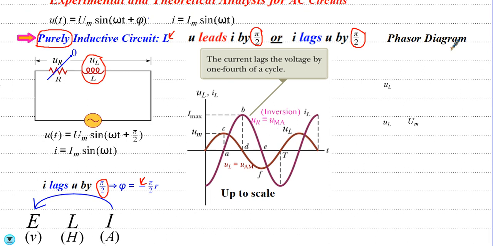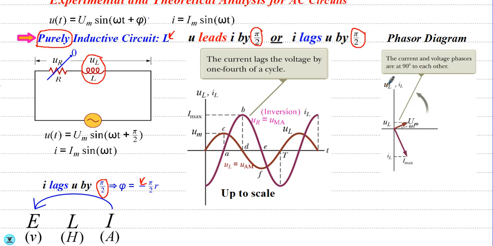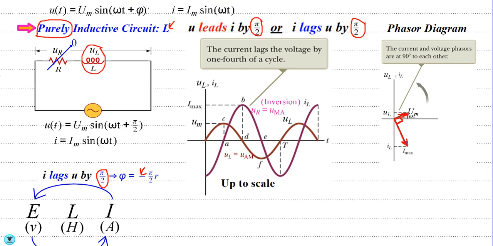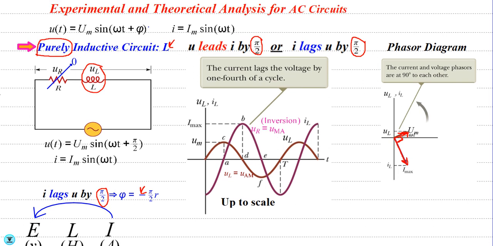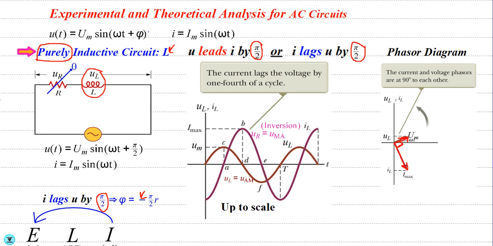If you want to go to the phasor diagram, it's the same as previous. That's the voltage of the inductor and the current of the inductor, and they make 90 degrees. The phasor diagram is a clarification to know more about this.